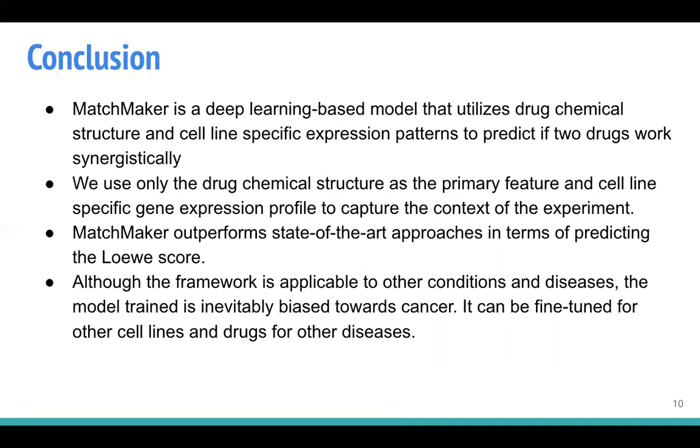Although we train our model on cancer cell lines and the pre-trained model is biased towards cancer, the framework can be applicable to other conditions and diseases. We can use the pre-trained model and fine-tune it for other cell lines, drugs, and even other diseases as well.